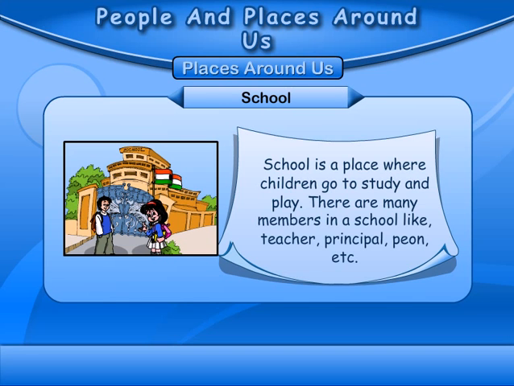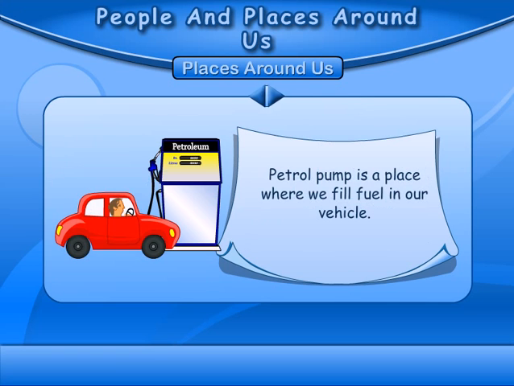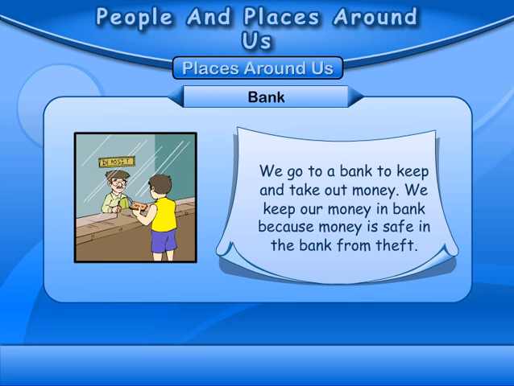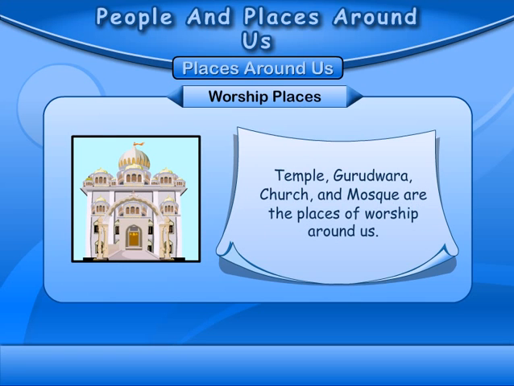School is a place where children go to study and play. There are many members in a school like teacher, principal, peon, etc. Petrol pump is a place where we fill fuel in our vehicle. We go to the bank to keep and take out money. We keep our money in the bank because money is safe in the bank from theft. Worship places. Temple, Gurudwara, church and mosque are the places of worship around us.